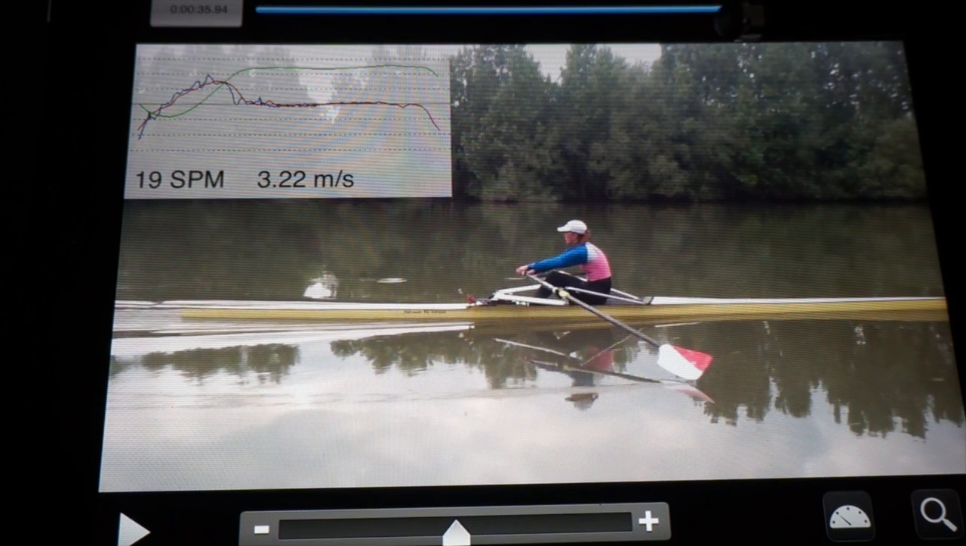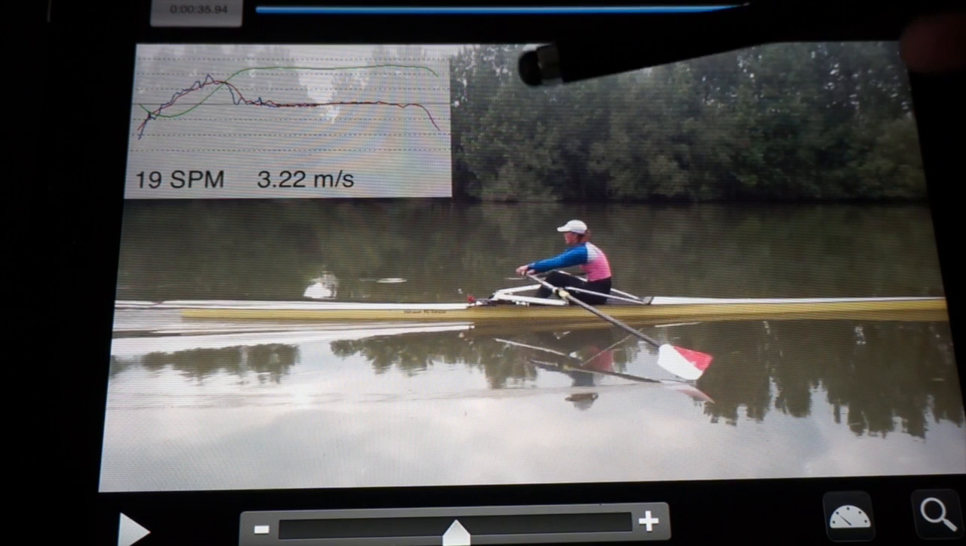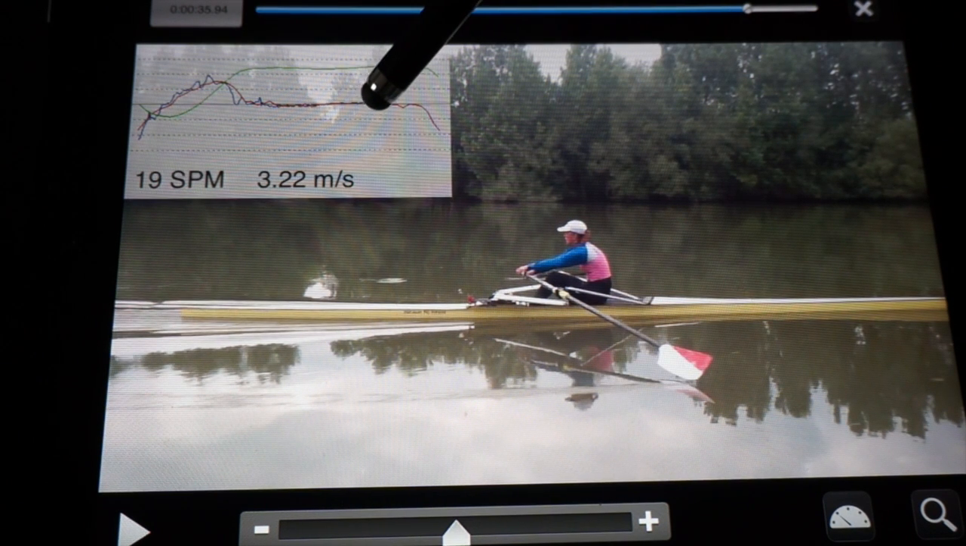And we see lots of rowers with bad technique that start to push on the stretcher early. And what you would see then is basically that this graph here would start to drop off early and drop off more slowly.